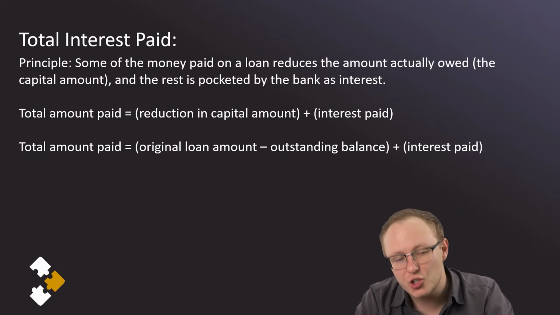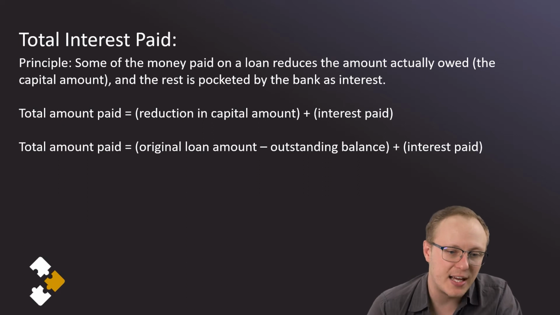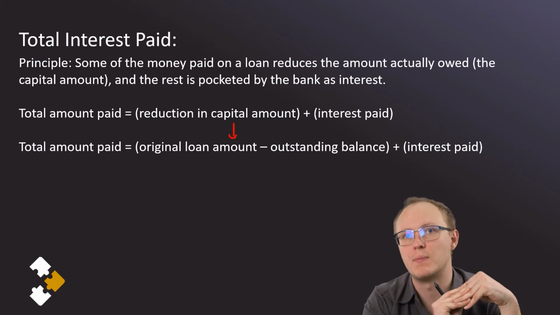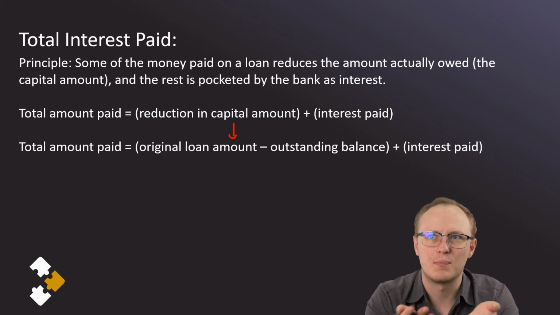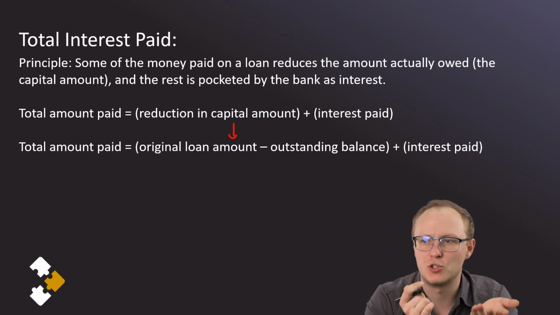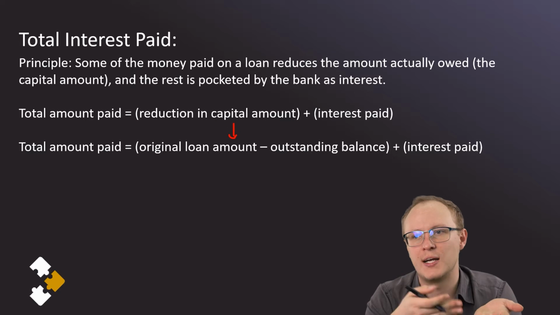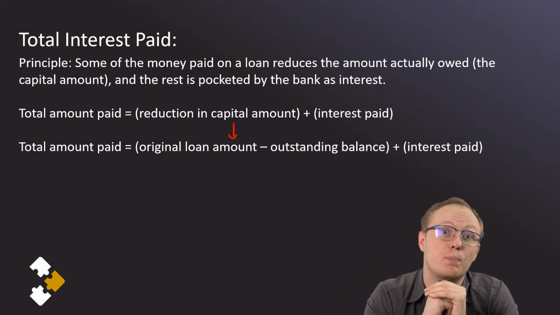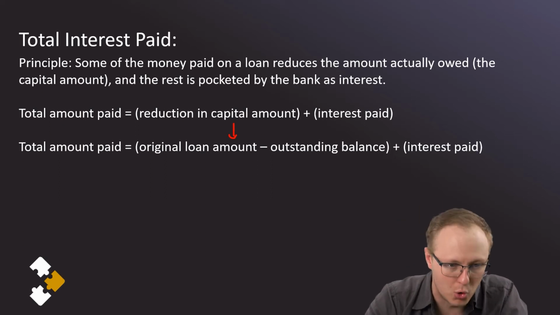And the reduction in capital amount is calculated by taking the original loan amount minus the outstanding balance. That makes sense. If you take how much you owed at the start minus what you owe now, that must be how much you've managed to pay off, that you don't owe anymore.